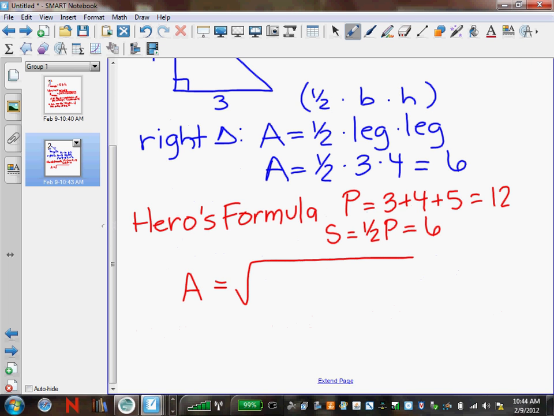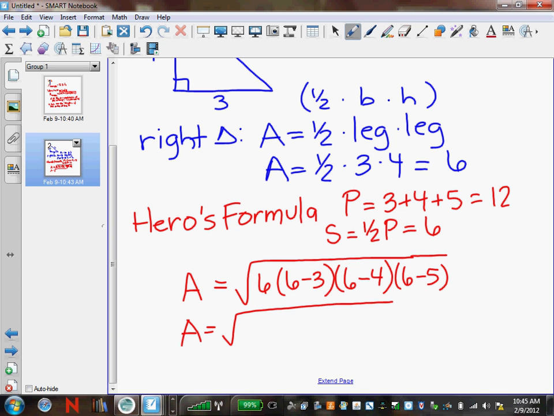Now let's plug it into the formula. Square root of 6 times 6 minus A, we will use 3 to be A, times 6 minus B, we'll use 4 to be B, times 6 minus 5, and we'll use 5 to be C. So let's simplify this. Order of operations. So 6 minus 3 is 3, 6 minus 4 is 2, 6 minus 5 is 1. So I have 18 times 2, which is square root of 36, which is equal to 6.